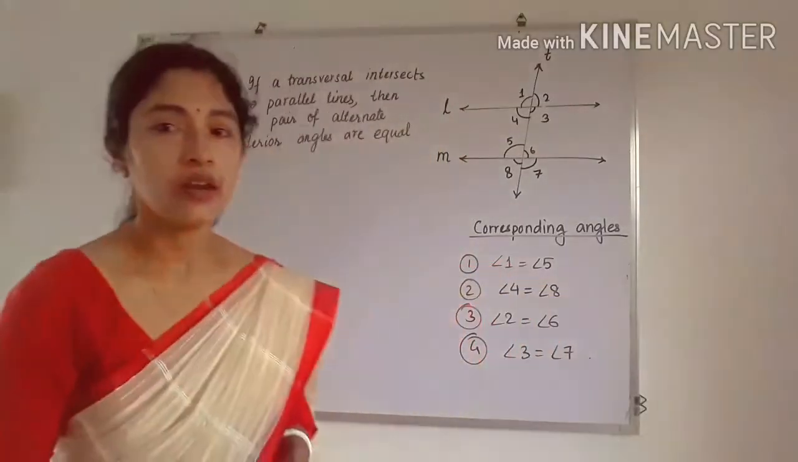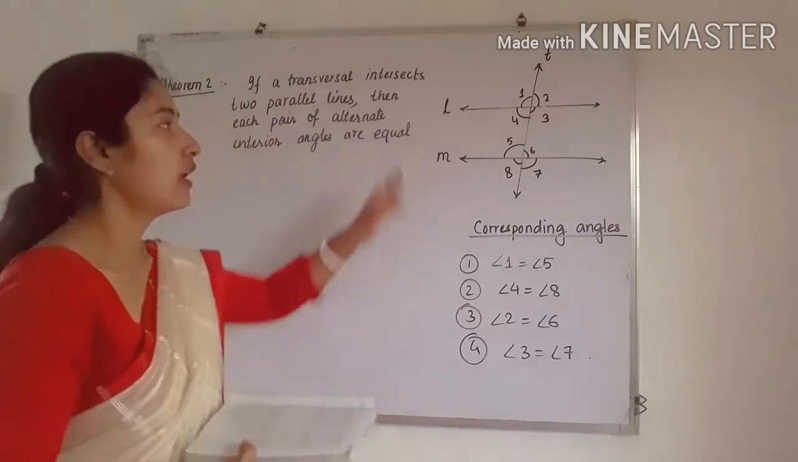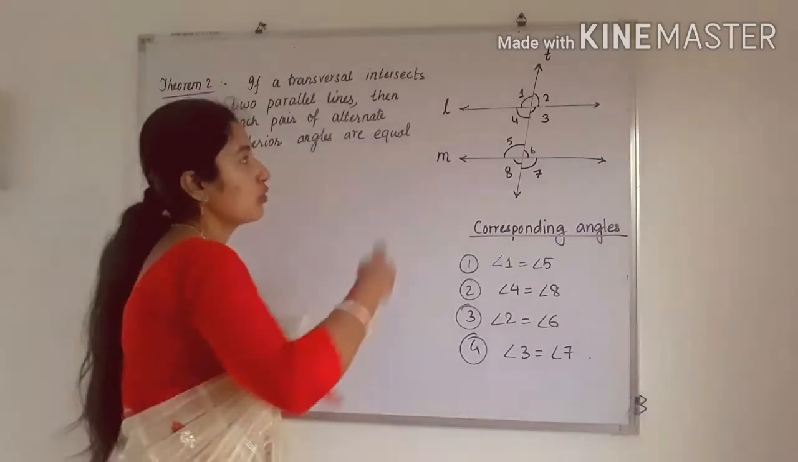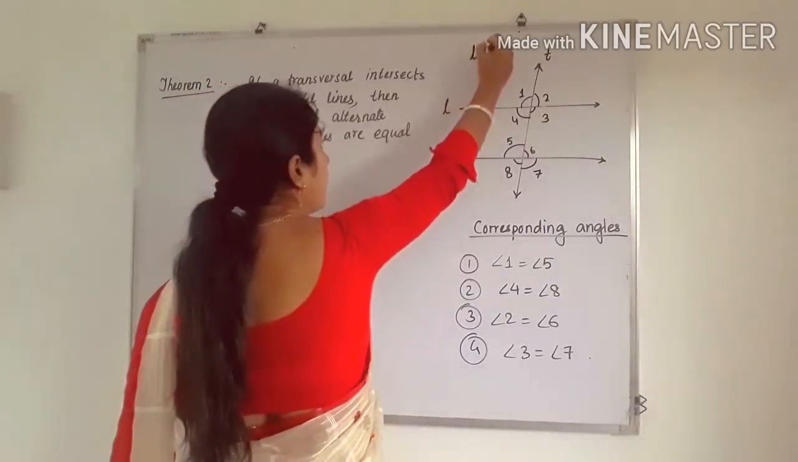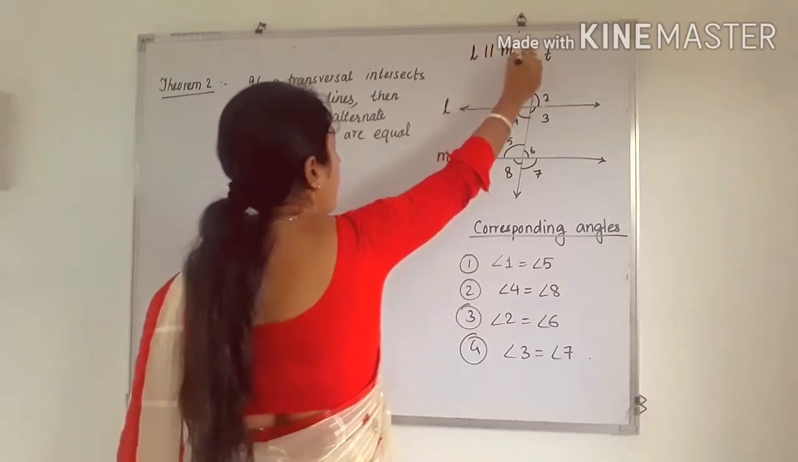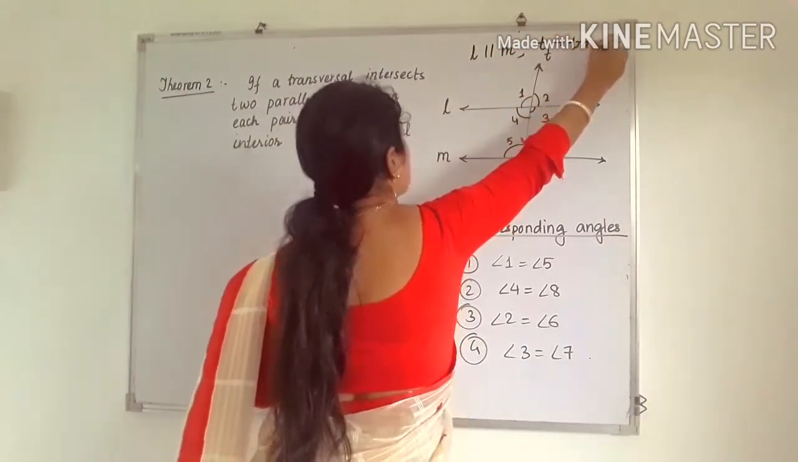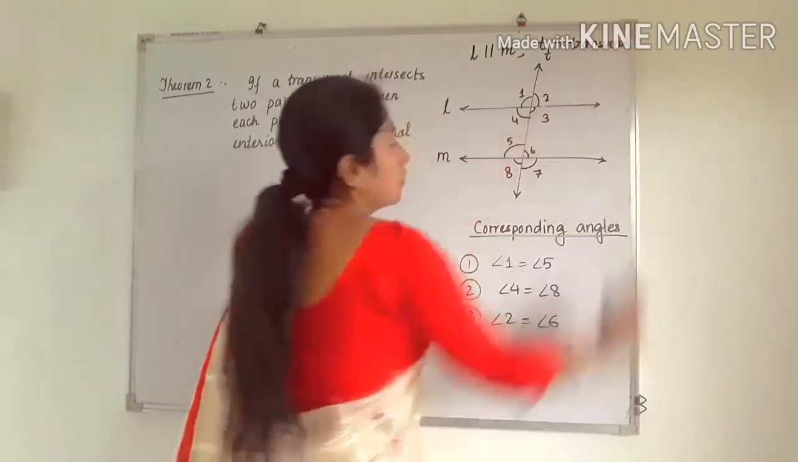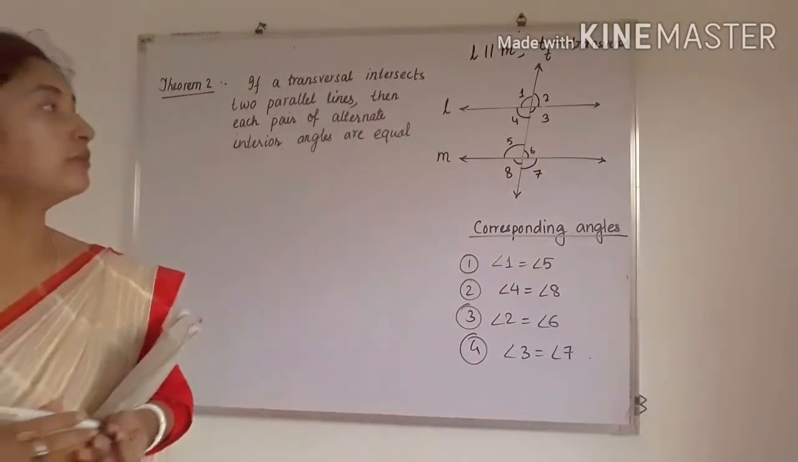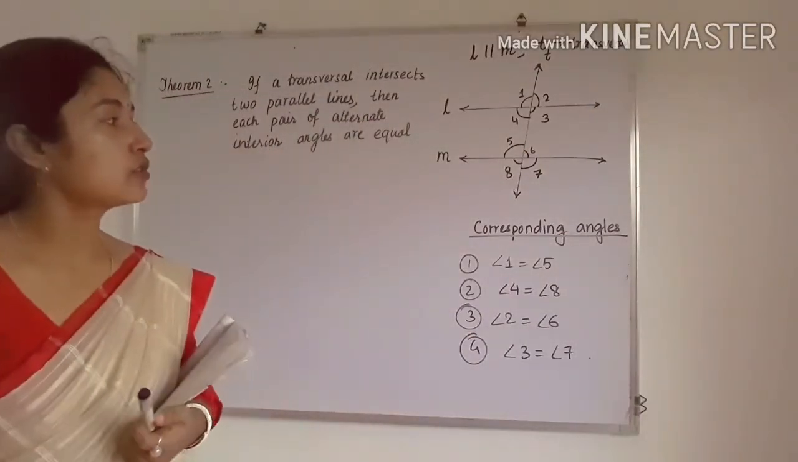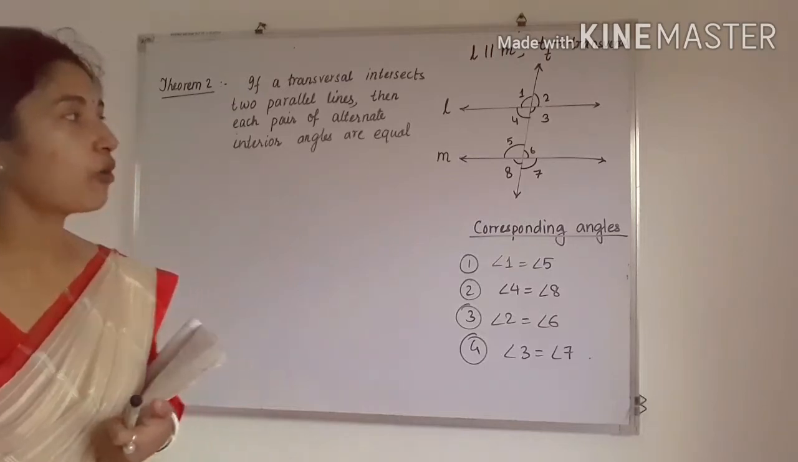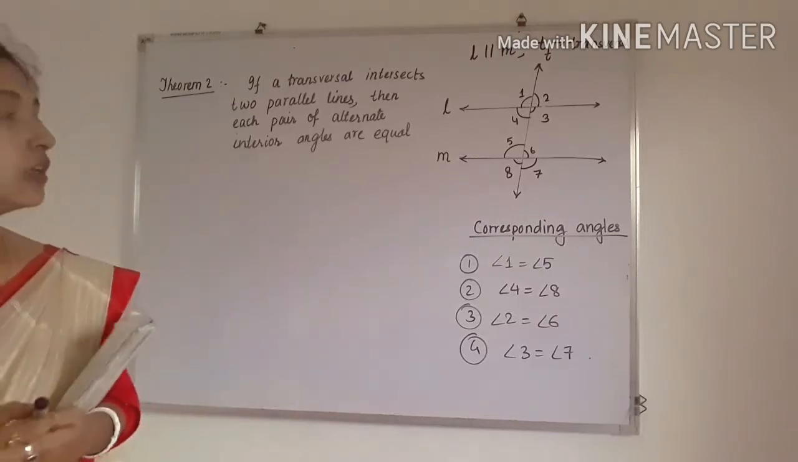So next is parallel lines and a transversal. See here, L is parallel to M. So here we can write like this: L parallel to M. And T is a transversal line. So L is parallel to M and T is a transversal line. So a total of 8 angles will be formed, and I have marked all the angles.